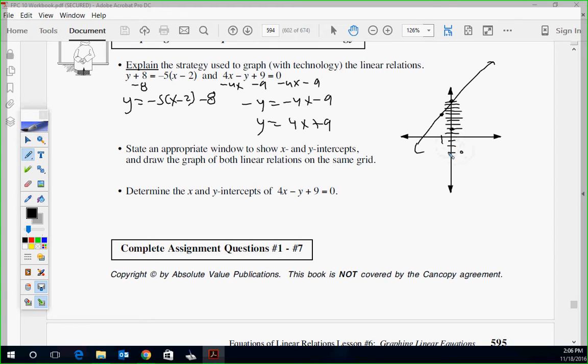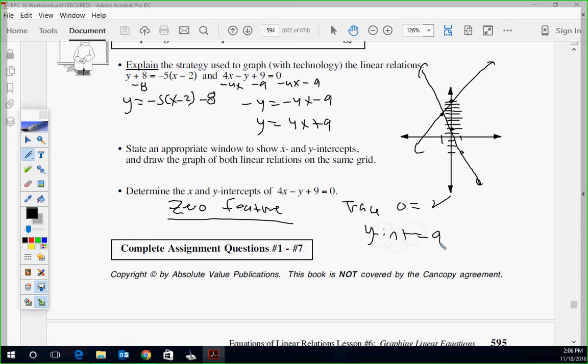The first one and the second one? Yep. Your picture and your calculator should look something like that. Yeah, so the 0 feature. You're going to use the 0 feature to find the x-intercept. How do you find the y-intercept? That's when you go trace 0 equals. Okay, so you're doing that for 4x plus 9. You should get the y-intercept is 9. I think your x-intercept would be negative 2.25. Negative 9/4.